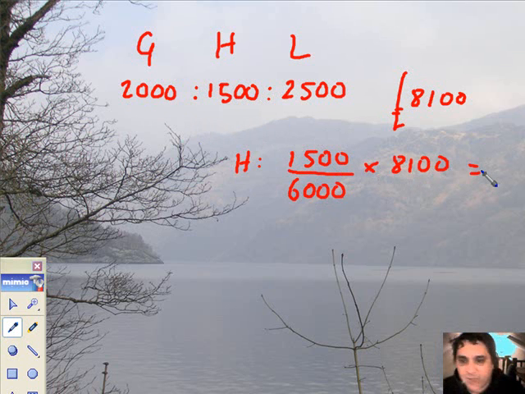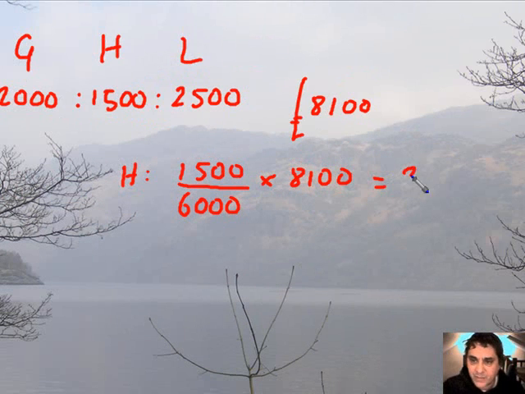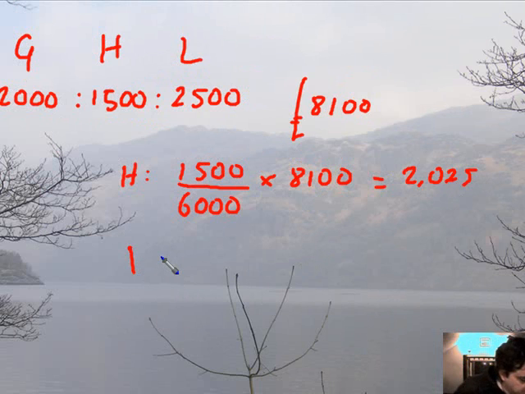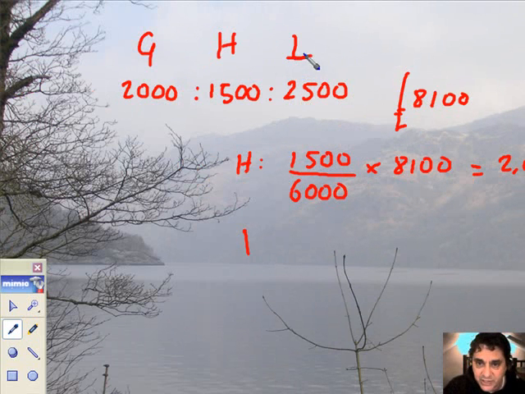Let's give Helen an answer straight away. So 1500 divided by 6,000 multiplied by 8100. So Helen gets £2,025, and is it Izzy or Lizzie? What is it now? Oh, it's actually Izzy. I'm so sorry. Let's change that to an I. So Izzy, now G-H-I makes sense, doesn't it now?